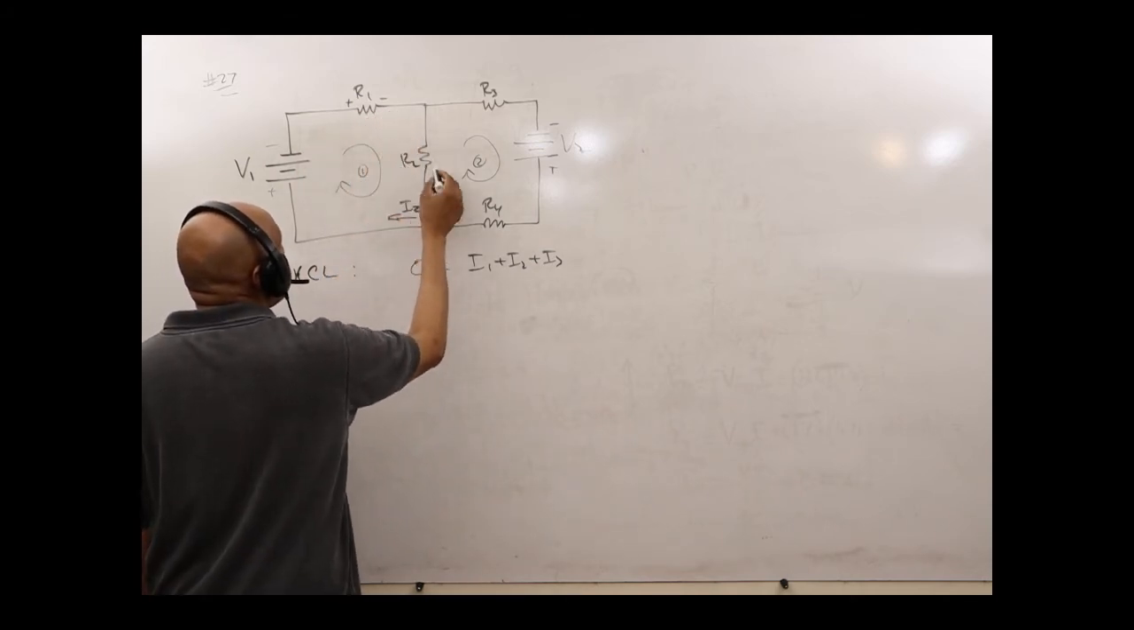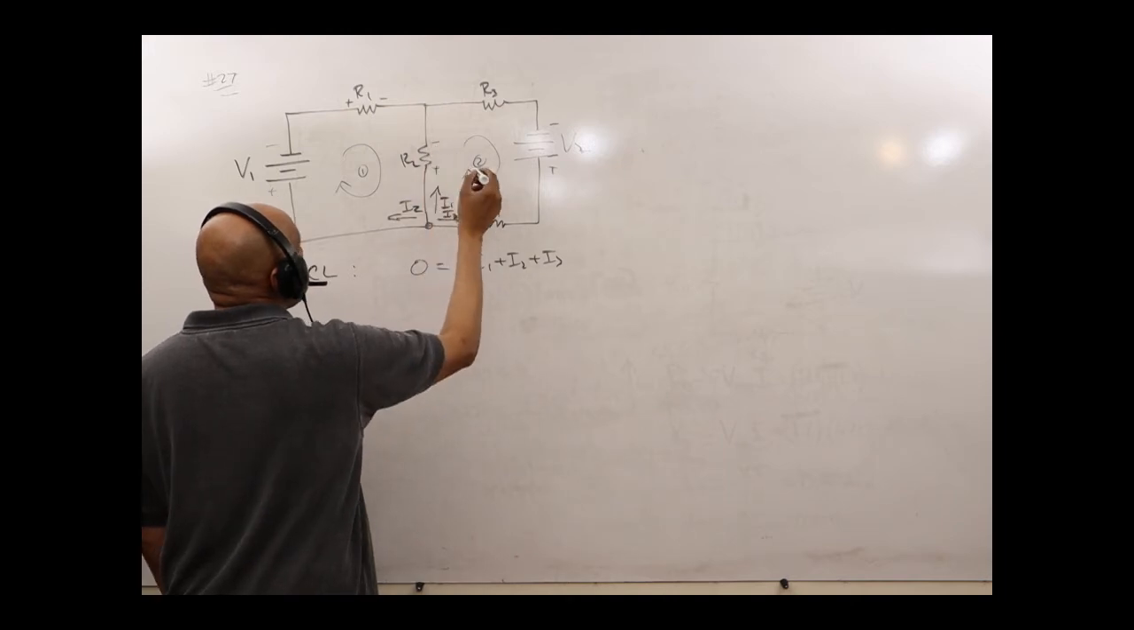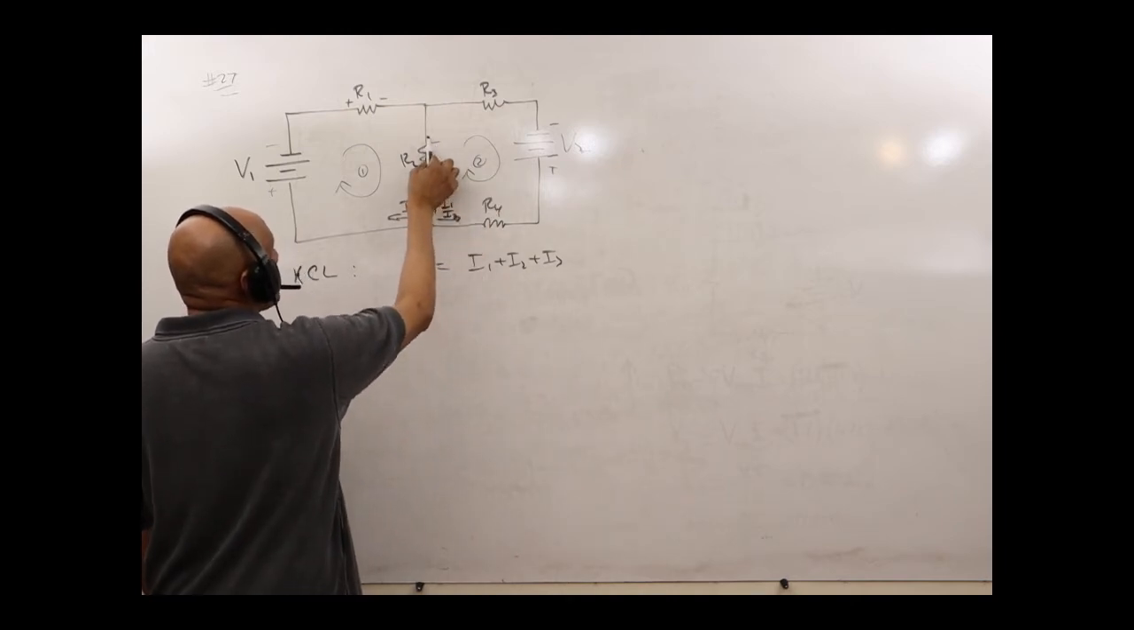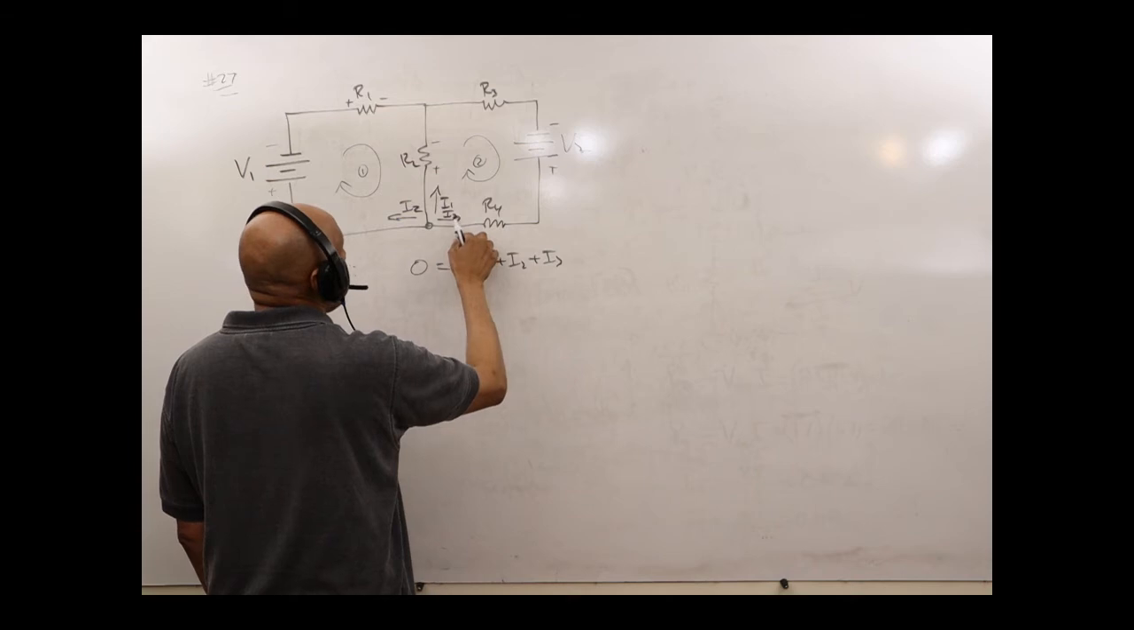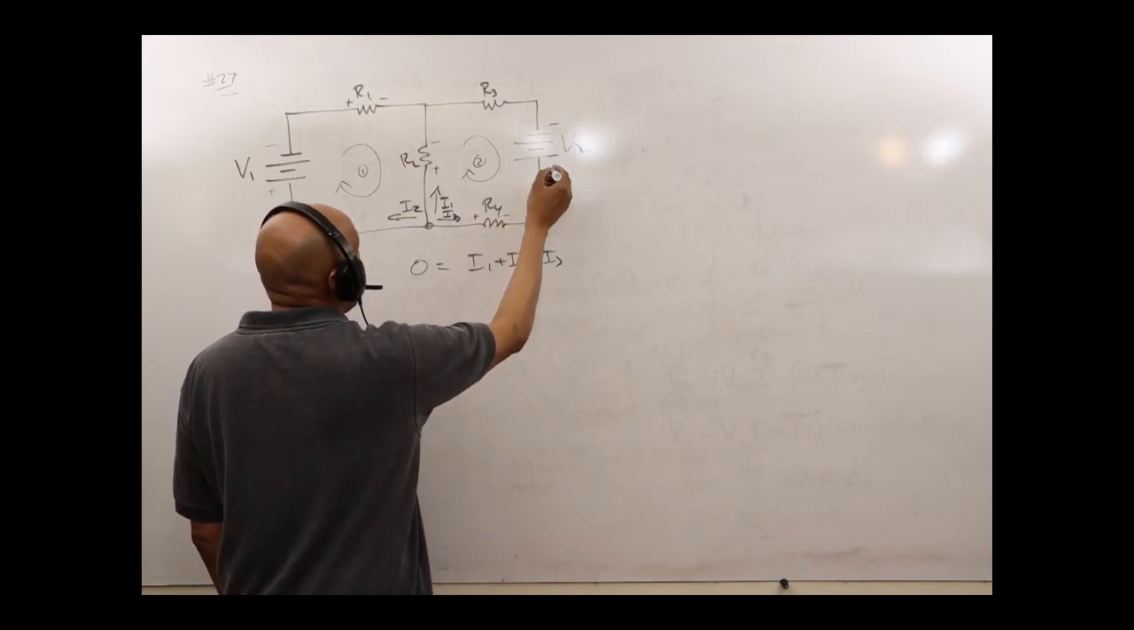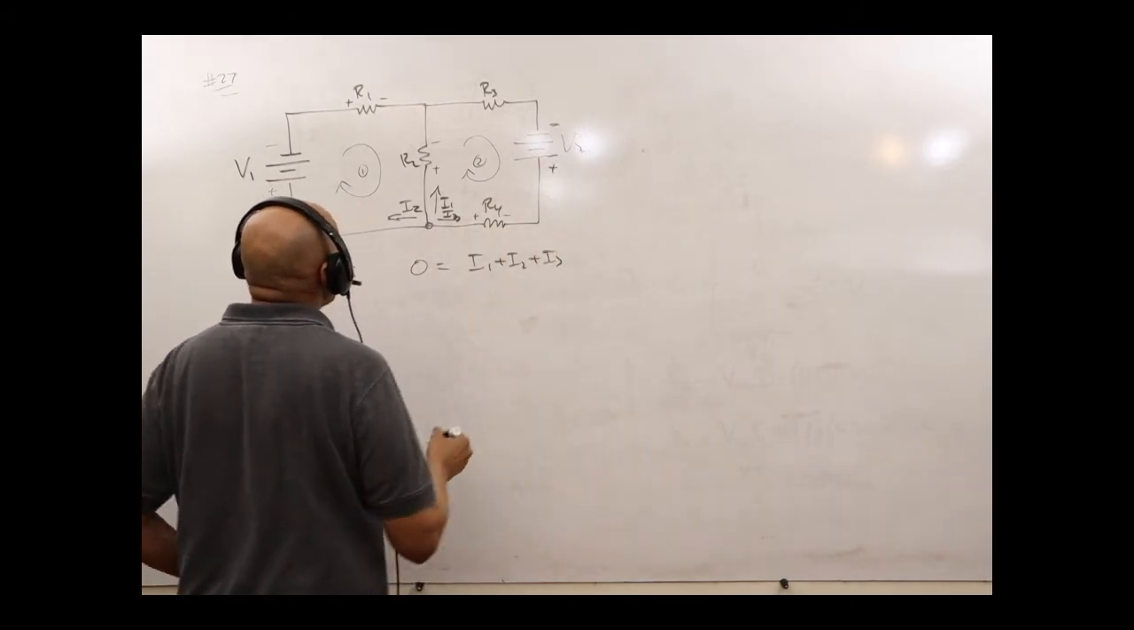I1 is flowing through here, so this must be a positive and this is a negative. So the current is going from a higher potential to negative. That's my assumption. And I3 is going this way, so this side must be a higher potential than this side. And the battery has a plus and a minus. So let's go to the current loop.